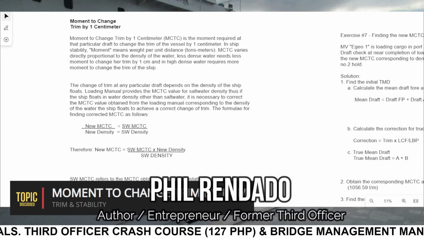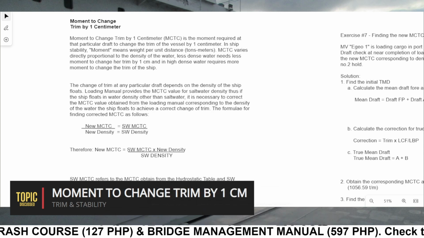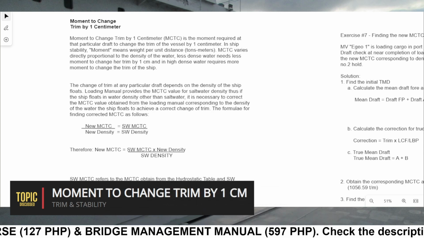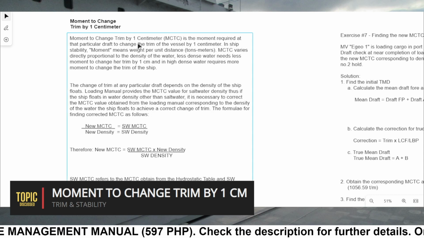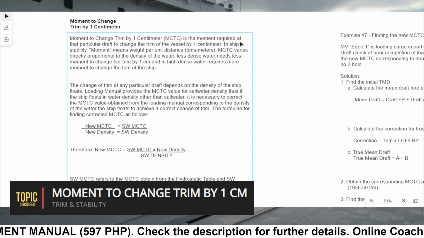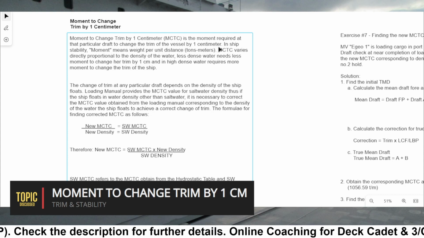Now, in this video, we are going to discuss moment to change trim by 1 centimeter. We are going to start with the paragraphs first before we proceed with the boring calculations. Moment to change trim by 1 centimeter is the moment required at that particular draft to change the trim of the vessel by 1 centimeter.